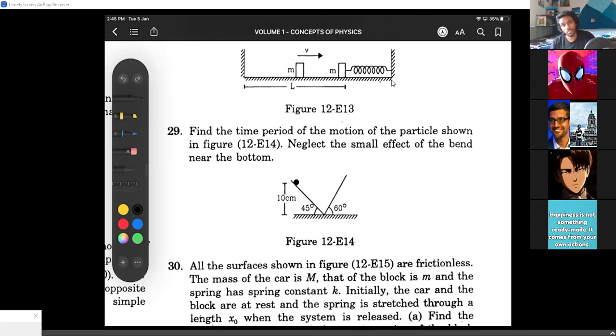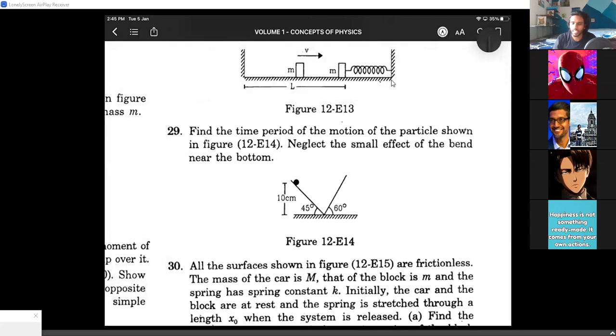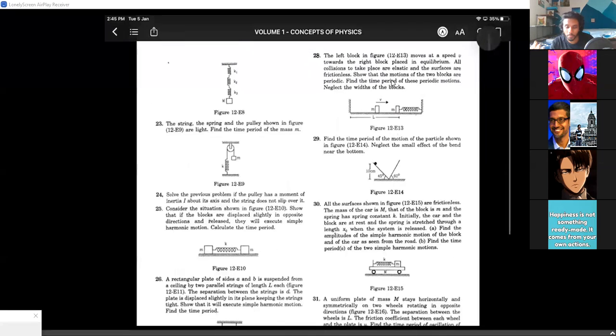Sometimes you find these kinds of questions in HC Verma. I don't understand, there is a little uncertainty. Some of the problems are really high standard, where you have to take all the factors into consideration, and in some problems you just have to neglect some things. He clearly mentioned to neglect the small effect of bend near the bottom. So just neglect it. That is one question. It's not an SHM.